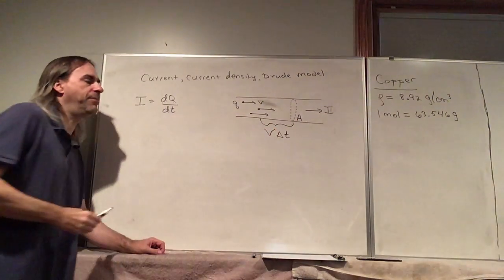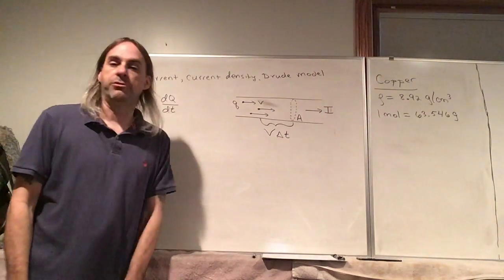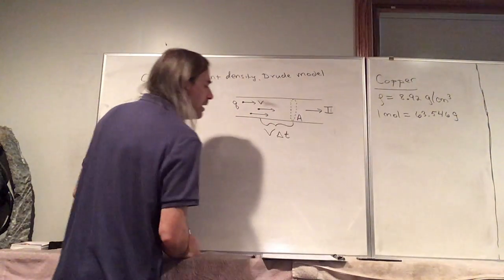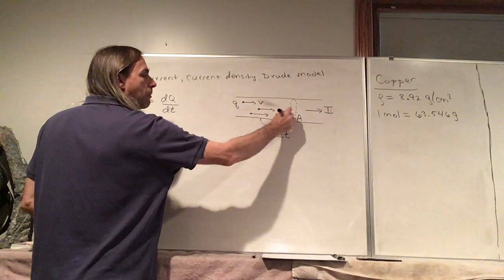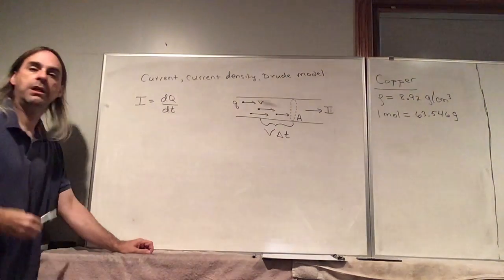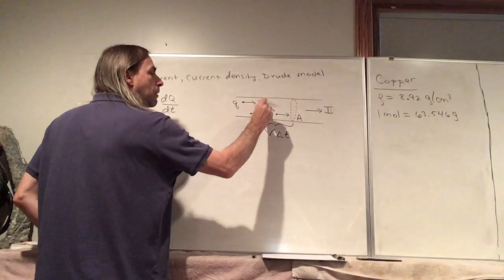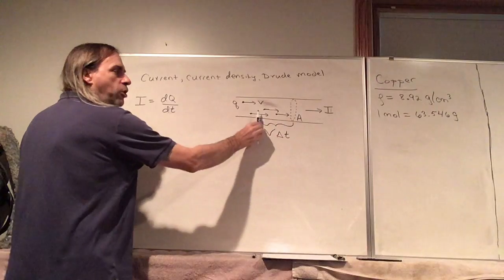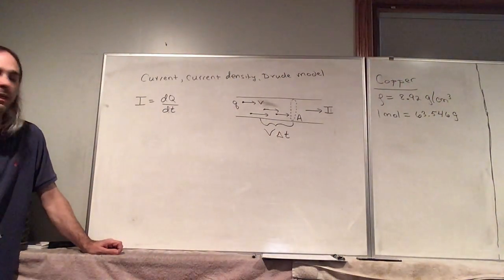Let's look at each charge. It's going to move a distance v delta t. So if we look at this distance here, v delta t, we're going to draw another charge. It's like this charge here is going to pass through that surface in a time delta t. I'm going to move this one over a tiny bit. It's like, how many charges are going to pass through that surface in the time delta t?